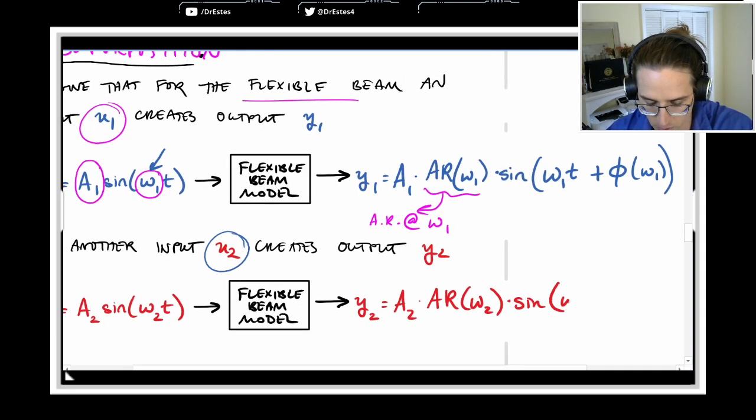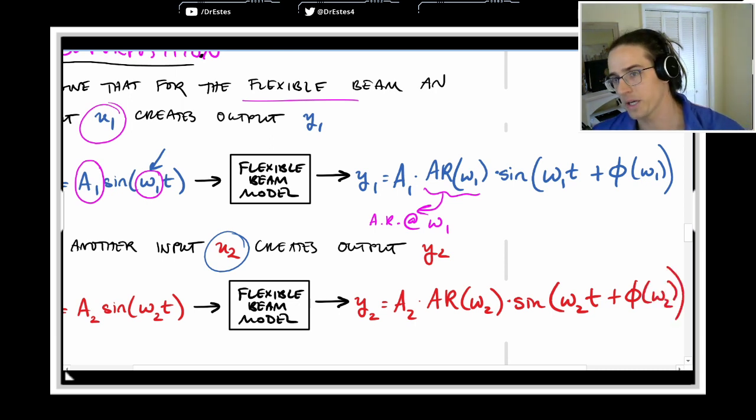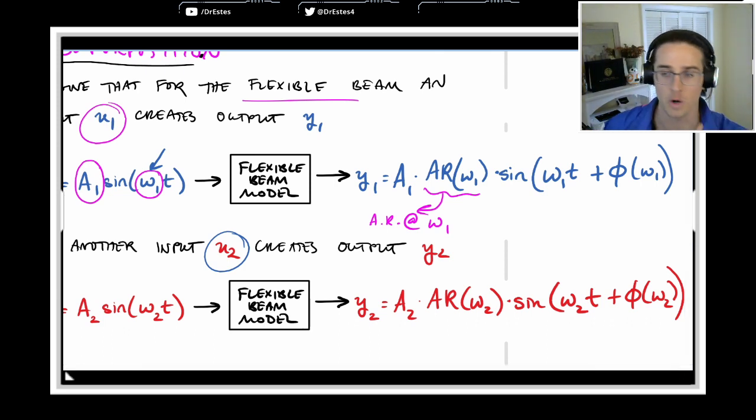This will be a sinusoid with the same frequency as the input, which is omega 2, and the phase difference is going to change. It's going to be whatever the phase angle is at omega 2, because we know phase and amplitude change with frequency. Okay, this is where superposition comes in.